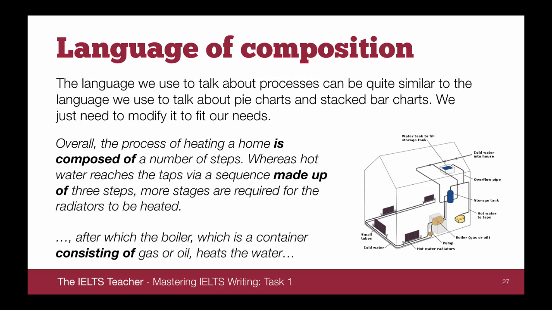Overall, the process of heating a home is composed of a number of steps. Whereas hot water reaches the taps via a sequence made up of 3 steps, more stages are required for the radiators to be heated. And then we can use it also in the detail paragraphs, after which the boiler, which is a container consisting of gas or oil, heats the water.